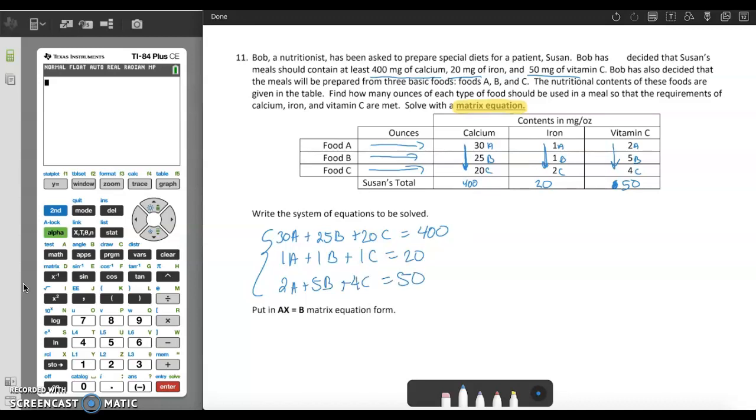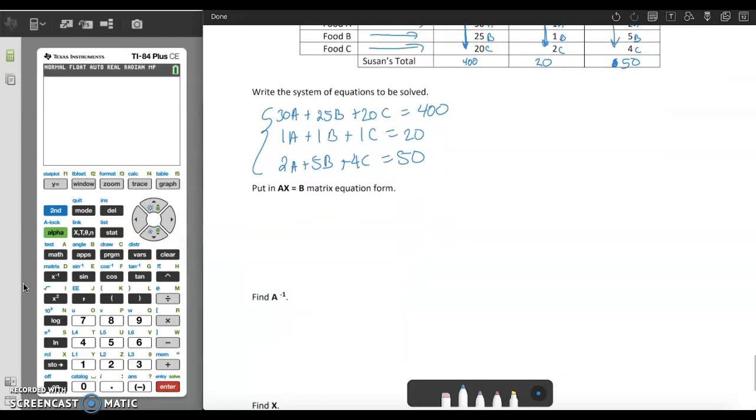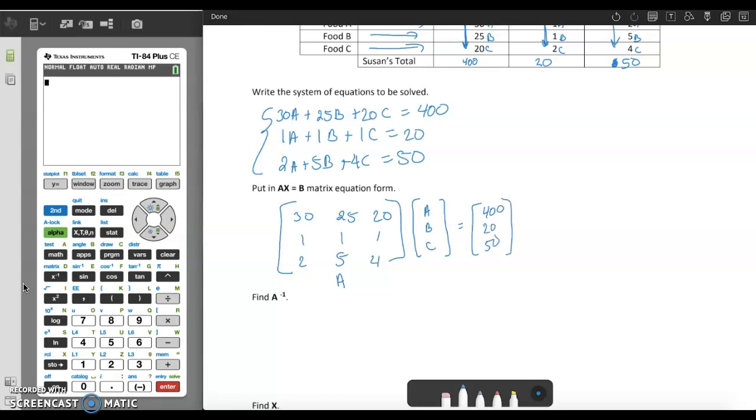So if we want to put this in matrix equation form, AX equals B, where that A is the coefficient matrix, take all your coefficients: 30, 25, and 20 across, and then 1, 1, 1 across, and then 2, 5, 4 across. That's A. X is the variable matrix, so we have A, B, and C in that order as our variables, equaling the constants of 400, 20, and 50 as another column matrix. So that's our AX equals B formatting.